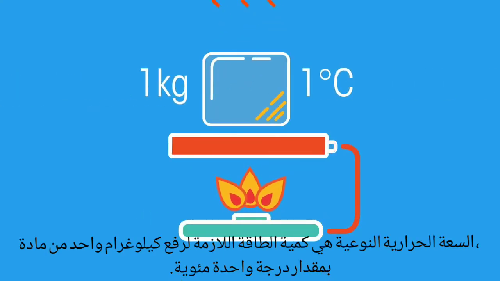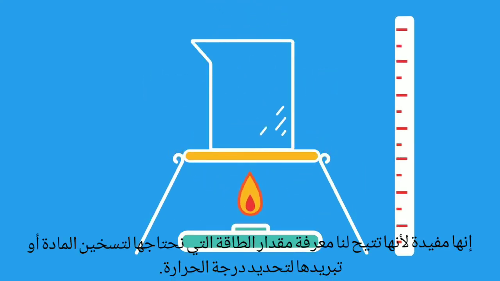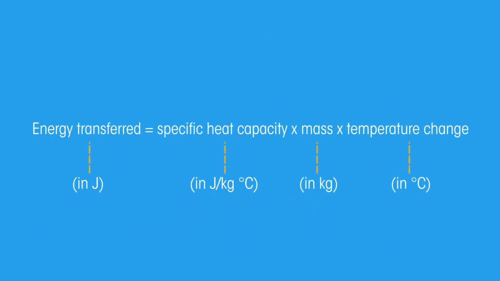So there you have it. To summarize, specific heat capacity is the amount of energy needed to raise 1 kilogram of a substance by 1 degree Celsius. It's helpful because it allows us to work out how much energy we need to heat up or cool down a substance to a desired temperature. To calculate it, use the following equation.